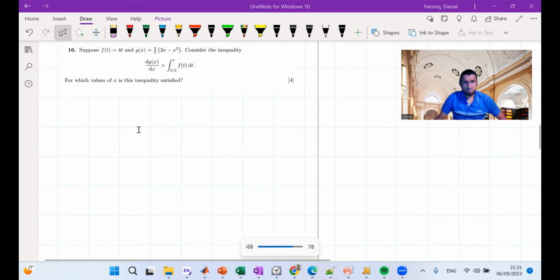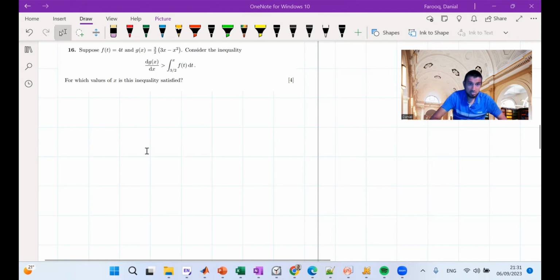So let's do this question. It says suppose f of t equals 40 and g of x equals 3 over 2, 3x minus x squared. Consider the inequality. dg(x) over dx is greater than the integral from 3 over 2 to x of f(t) dt. So f of t dt. So what we should do is do the left side, find out what it is, and then do the right side, find out what it is, and then compare.